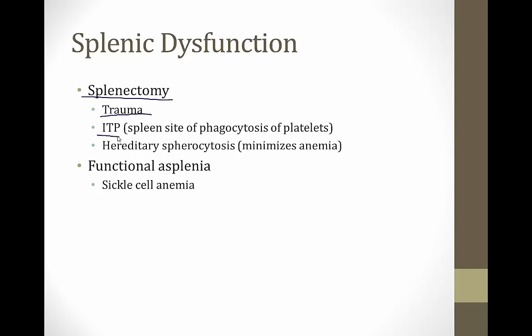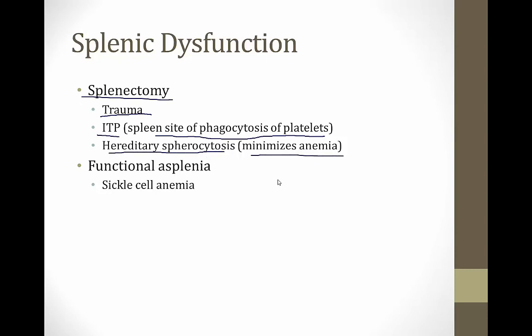This is a condition where there's increased consumption of platelets and low platelet counts, and the spleen is a major site of phagocytosis of platelets. So by removing the spleen, you can sometimes increase the platelet count for these patients. And another reason is hereditary spherocytosis. If you take the spleen out, there is less destruction of red blood cells and you will minimize the anemia.